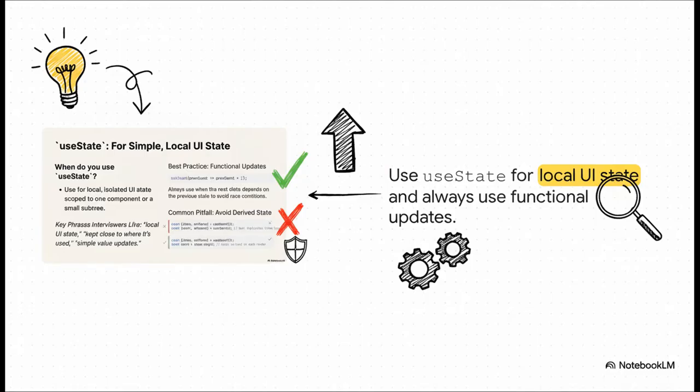Yep, useState. This is your bread and butter, your go-to hook for all that simple, isolated UI state. It's designed to live and die inside a single component. Now here's a pro tip. When your new state depends on the old state, always use the functional update form. It will save you from some really subtle, annoying bugs. Oh, and another common pitfall, avoid duplicating state. If you can calculate a value on each render, just do that instead of storing it in state.